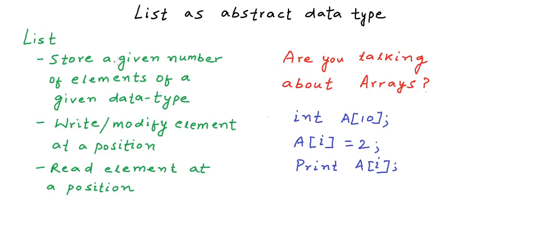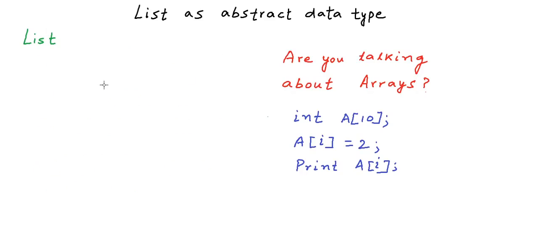Now I want a list that should have many more features. I want it to handle more scenarios for me. So I'll redefine this list here. I do not want a static list, a static collection with a fixed size. I want a dynamic list that should grow as per my need.